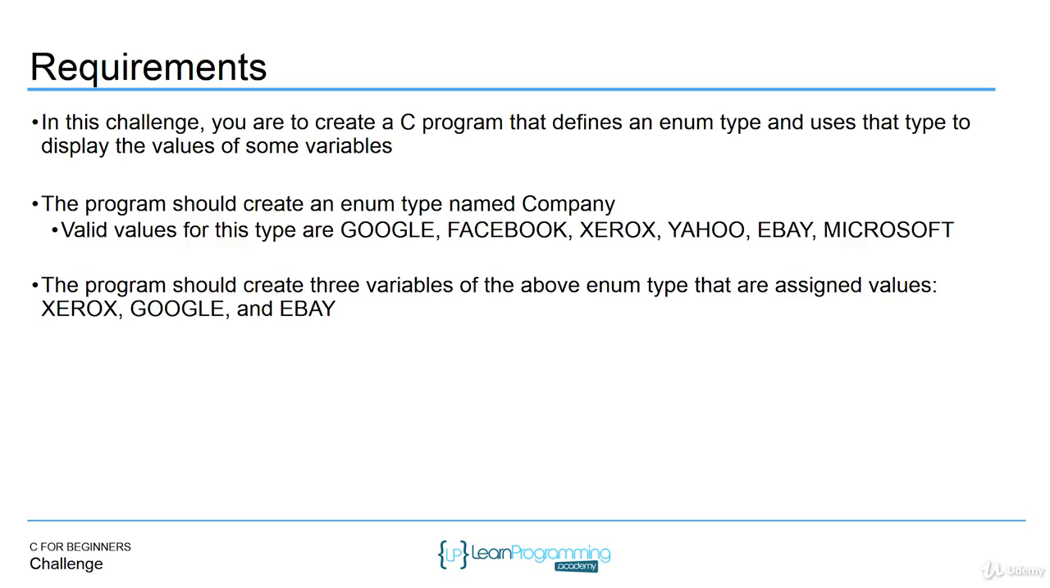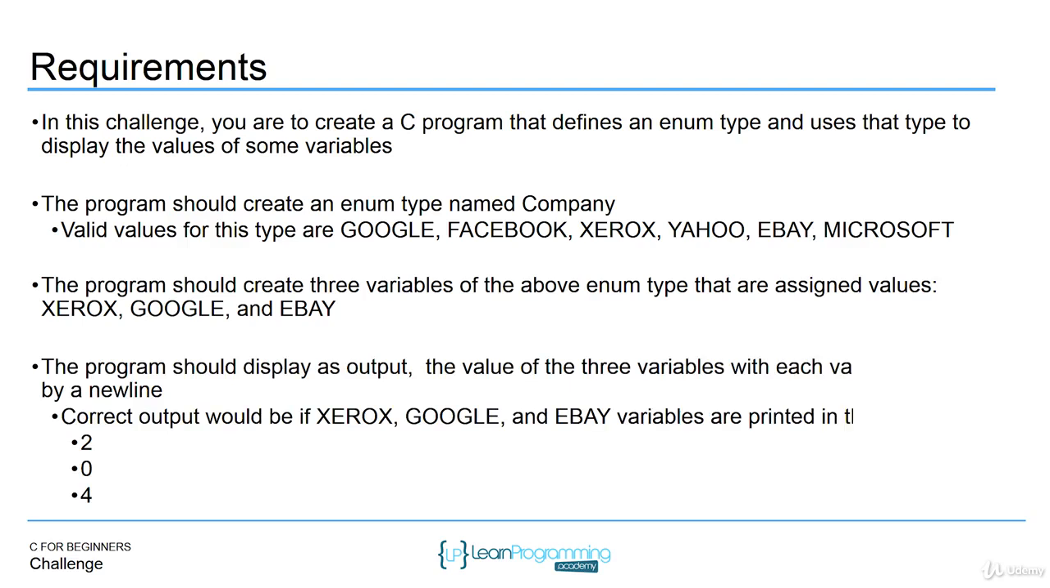After we've created the enum type called company, we then want to actually create three variables of this type. And we want to assign these three variables values of Xerox, Google, and eBay. And then the last thing this program should do is just display the output. It's a simple program. It's just demonstrating enums. So what we need to do here is use the printf function to display output. We should display the value of those three variables that we created. And we should also use a new line so that it's easy to read.